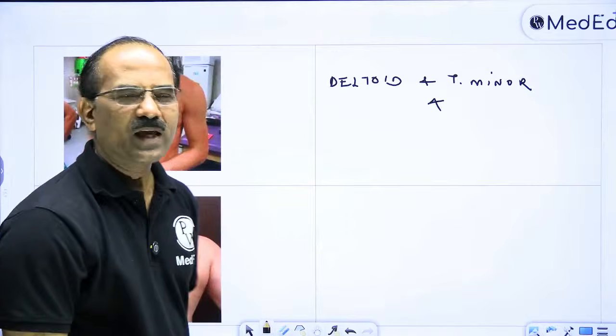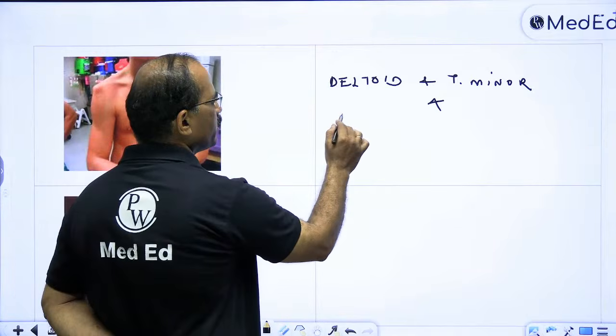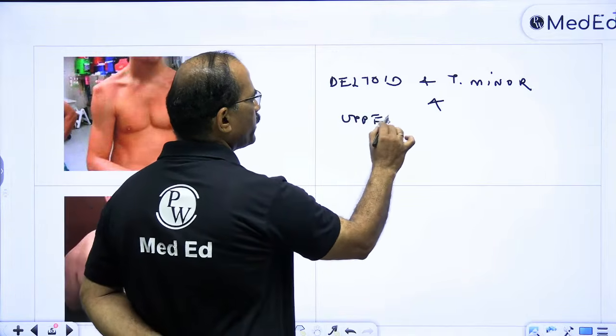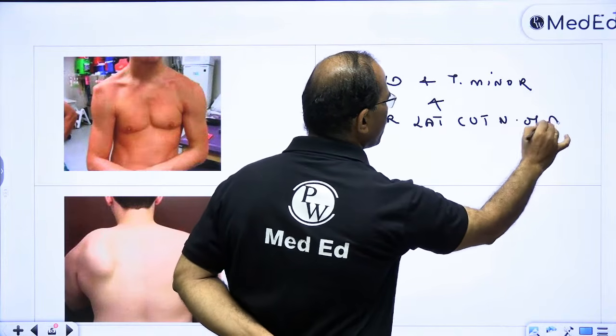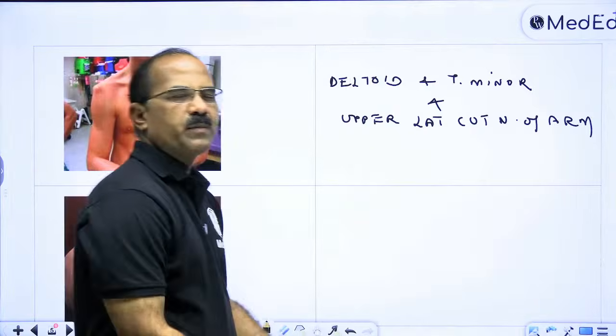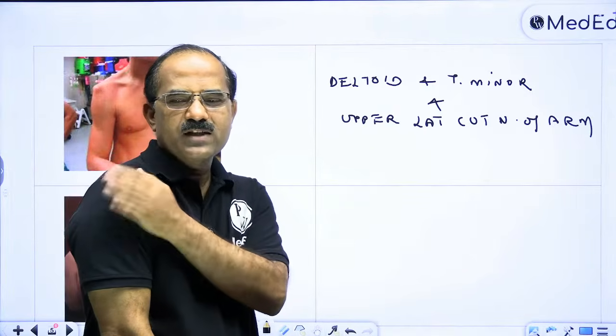Cutaneous branch का नाम क्या है? Upper lateral cutaneous nerve of arm. That's a cutaneous branch. It supplies the skin on the upper lateral aspect of the arm.